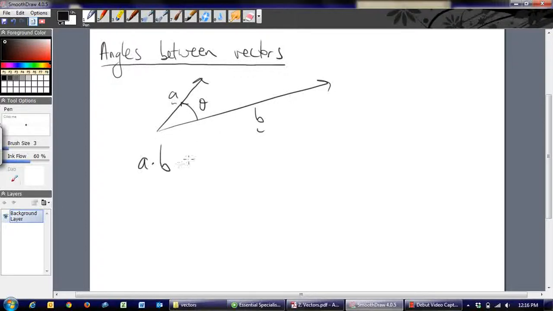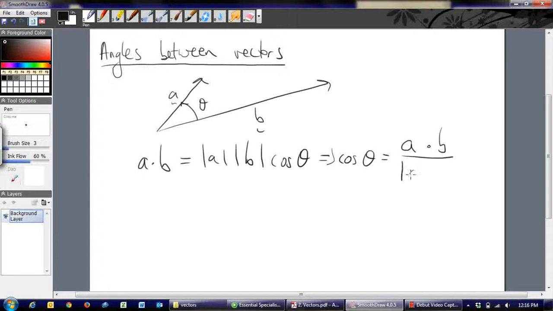Now we said before that A dot B is equal to the magnitude of A, magnitude of B cos theta. So if we're trying to find the angle between two vectors, we can just rearrange this. So cos theta will be equal to A dot B over magnitude of A, magnitude of B. That's how we can find the angle between two vectors. Okay, so really simple. Let's just do an example.